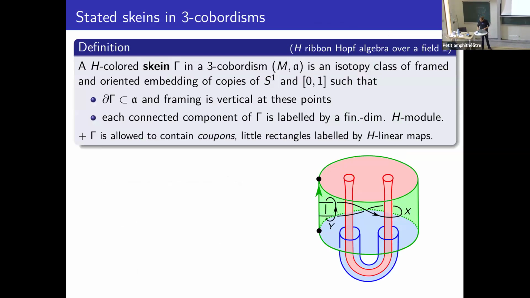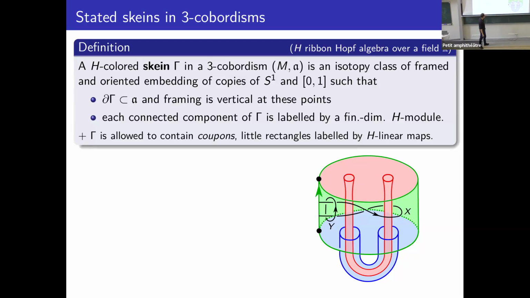Okay, so now we want to define the stated skein space of a 3-cobordism. For this, I will first define what a skein is. An H-colored skein gamma in a 3-cobordism is a framed embedding of circles and intervals, such that the endpoints of the embedded intervals are in the arcs. Okay, so here you have the endpoints of the embedded intervals. You also have circle components.